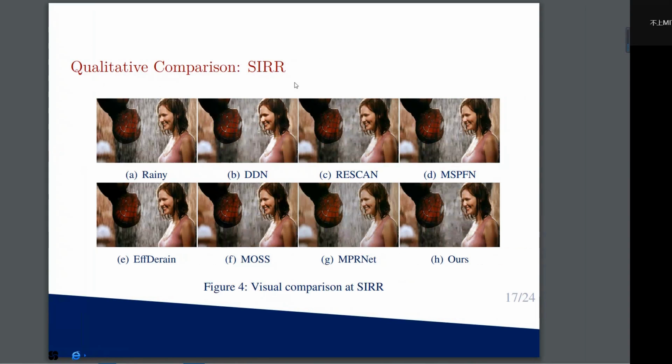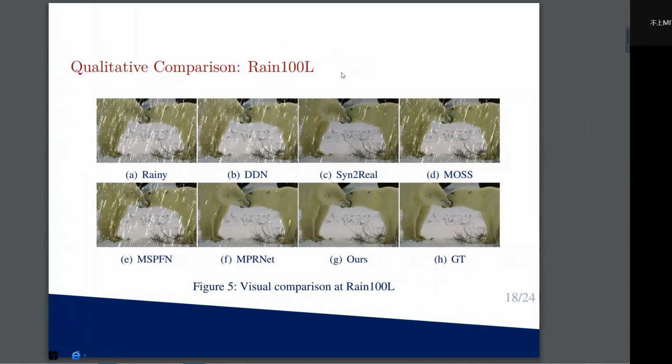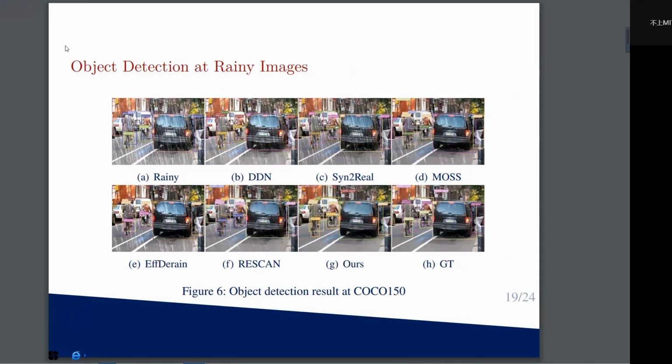These are qualitative comparisons on the real-world dataset. And this is the qualitative comparison on the synthetic rainy dataset. This is the object detection on the rainy image taken from the proposed COCO dataset. In this figure, we can see our model has the most accurate bounding box detection and class classification.